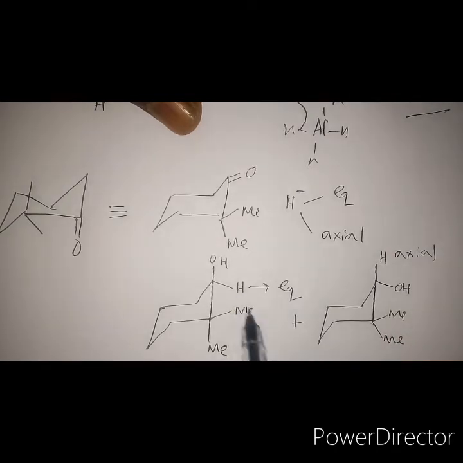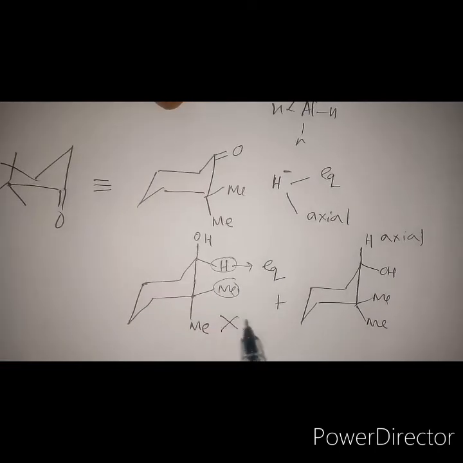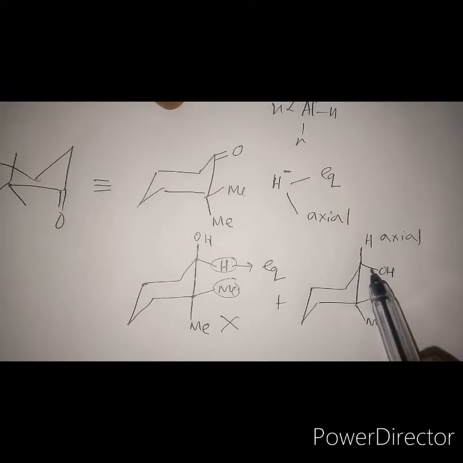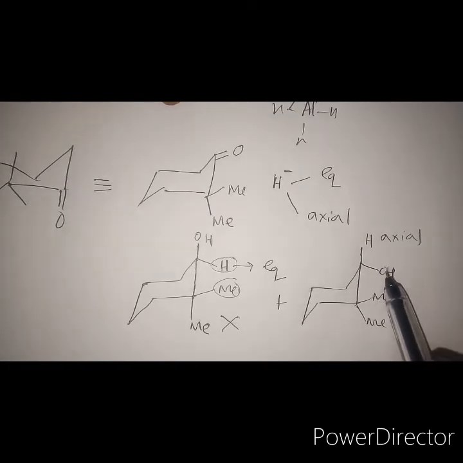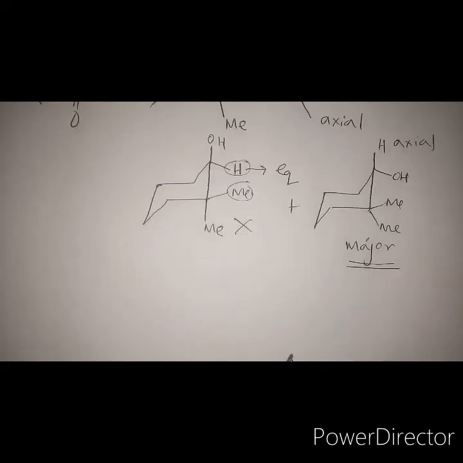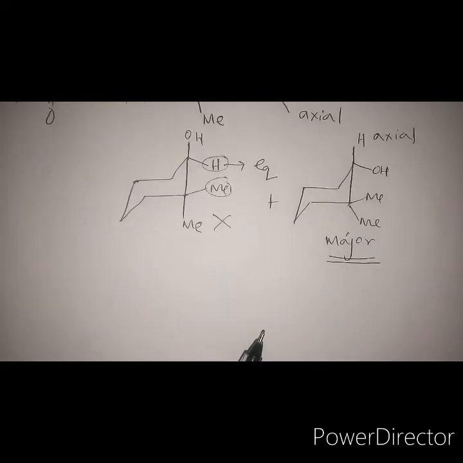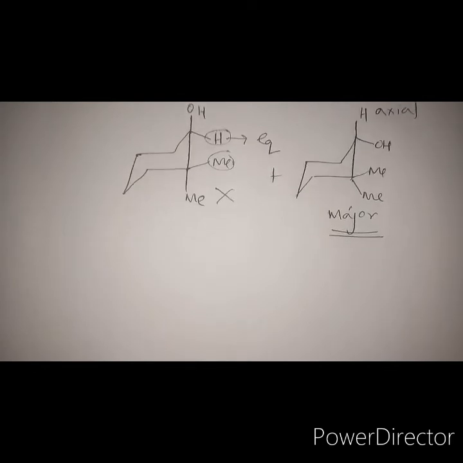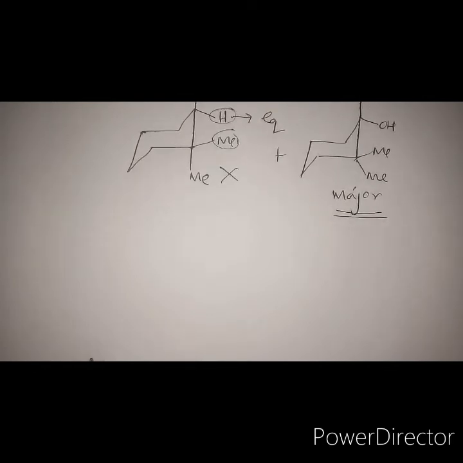Now in the case of equatorial, there is a steric hindrance, so this product will not be formed because of the steric hindrance. Only the OH will be in the equatorial position and hydrogen will be in the axial position. So this is the major product. This is with respect to epoxides, so it will transfer to the less hindered side.